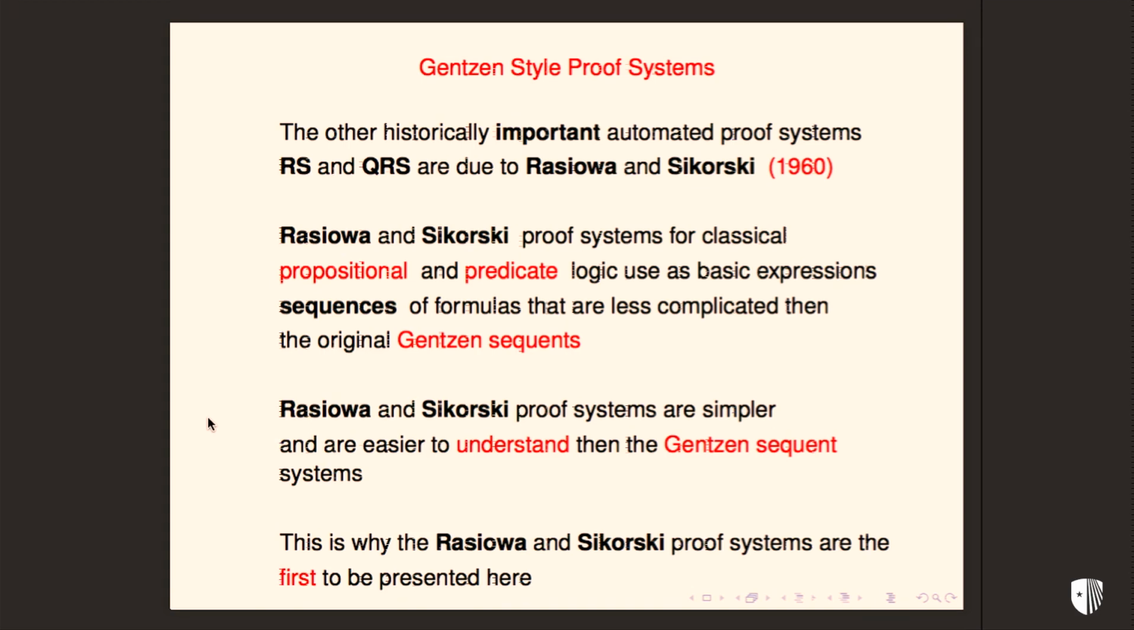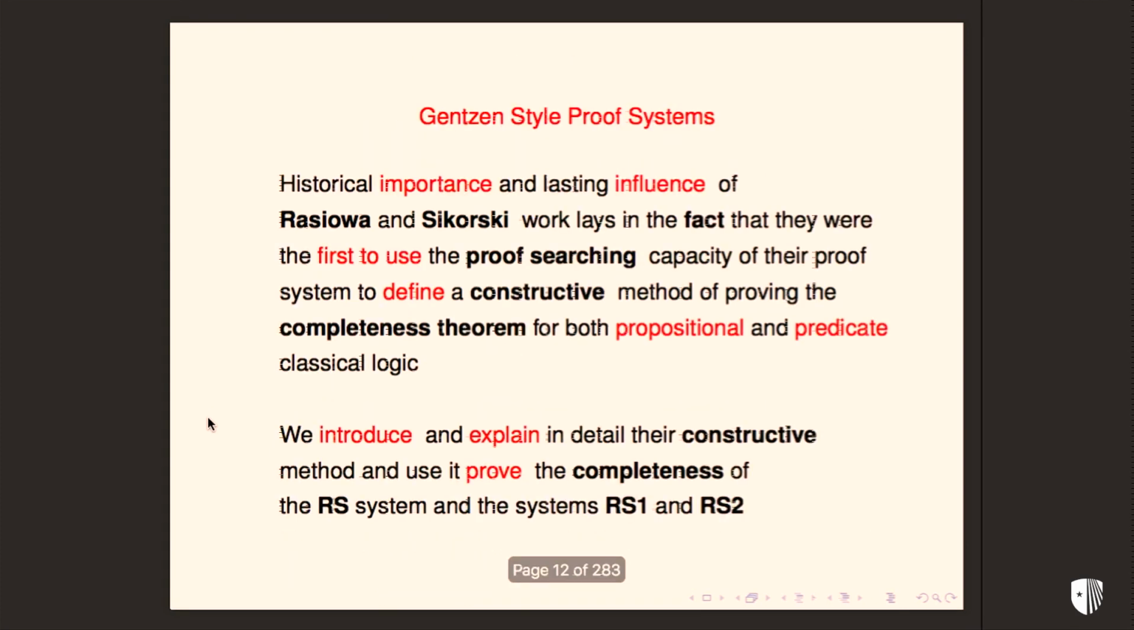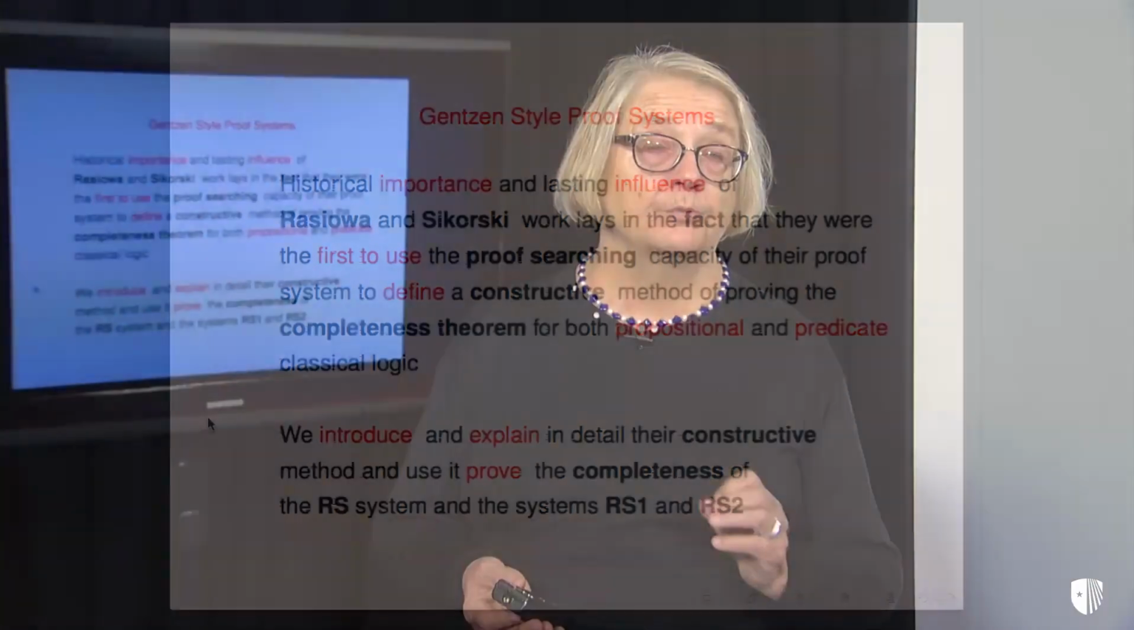So that's why we start with this type of formalization. And so what I say is that the historical importance and lasting influence of Rasiowa and Sikorski's works lies in the fact that they were the first to use the proof searching capacity of the proof system to define a constructive method of proving the completeness theorem for both propositional and predicate classical logic, and that's what we are going to do today.